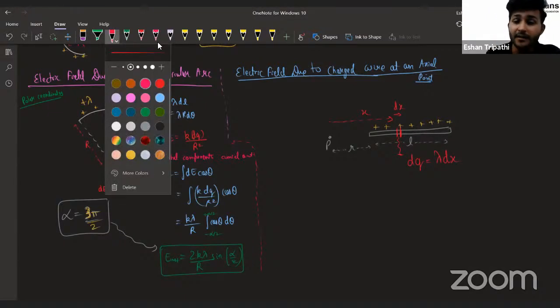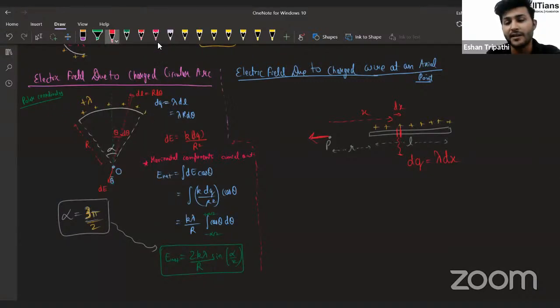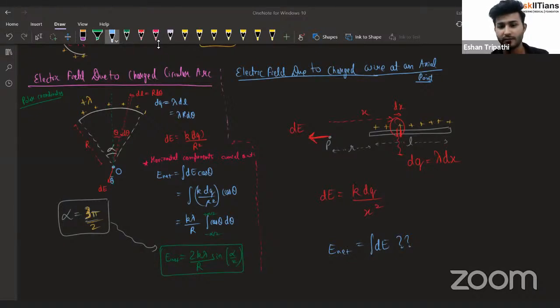Because of this red element, there is going to be a red electric field on the left side, directed towards left at this point. This small electric field because of this charge is going to be what? Charge is dq, distance is x. So it's going to be k dq divided by x square, right? Can I say I can find net electric field by integrating this? Here also electric field is a vector quantity. Can I integrate small electric fields and get the total electric field? Why or why not?